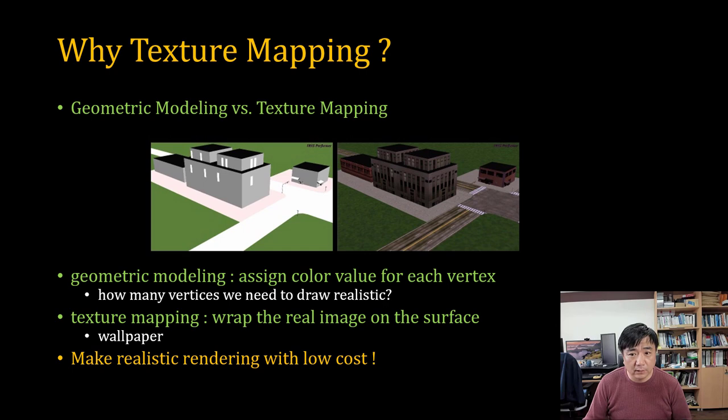For example, if we want to draw some building, we can model geometrically the detail of each building. If the building has some kind of window, we can model it. It means that we will generate all the vertices of the window, and then we will assign the color of each vertex, and then we can draw this.